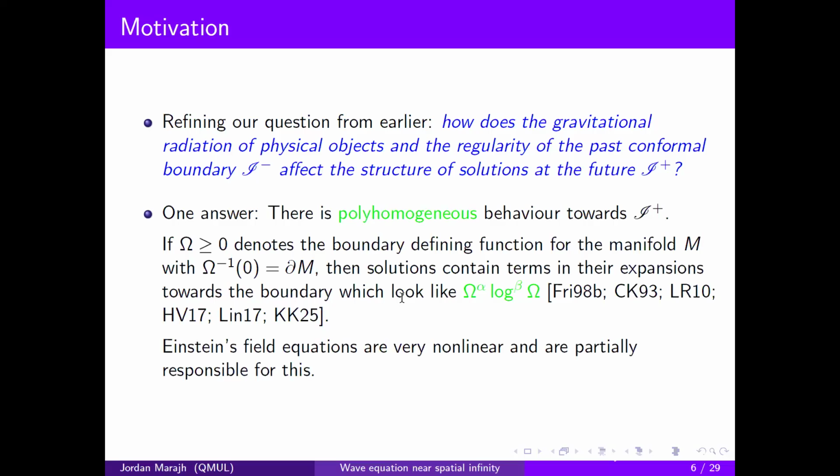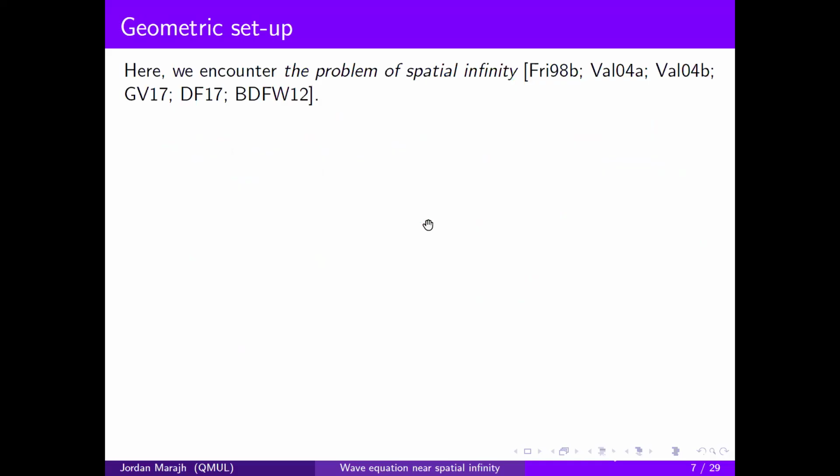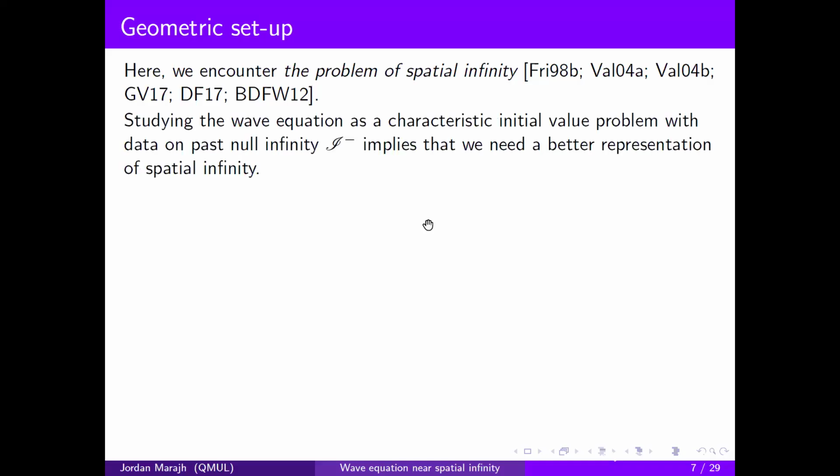And of course, why does this crop up? Einstein's equations are very nonlinear, and they're partially responsible for this. But there's another thing too. There's something which can survive at the linear level as to why you get behavior which is not quite smooth. And this is where you have the problem of spatial infinity, right? So here is precisely where we saw this corner in Minkowski, where the generators of future null infinity and past null infinity intersect, and they really degenerate there. So if you really want to study the wave equation as a characteristic initial value problem with data on the past, then you actually need a better representation of spatial infinity.